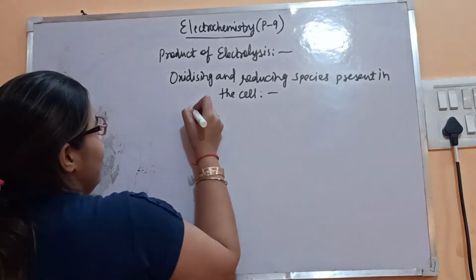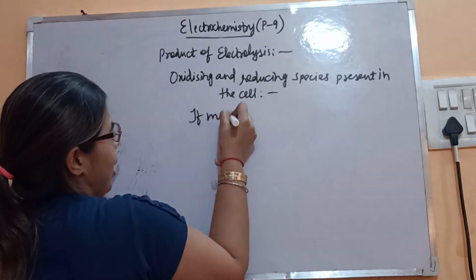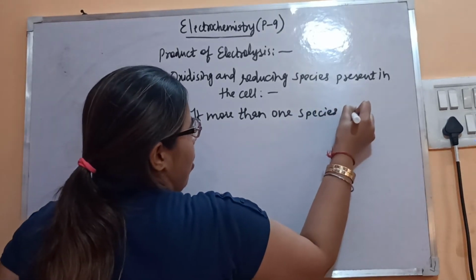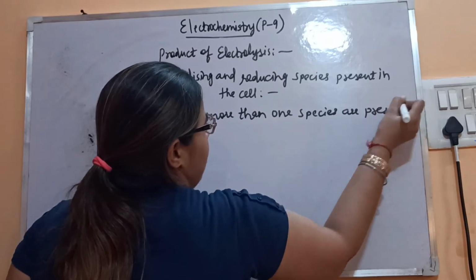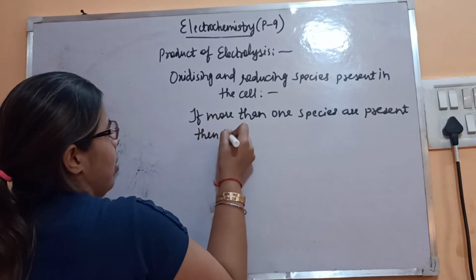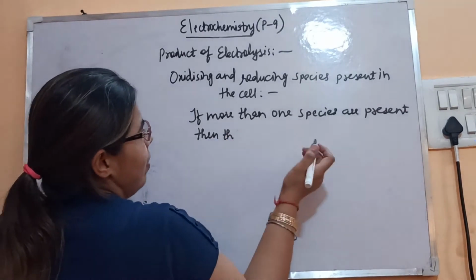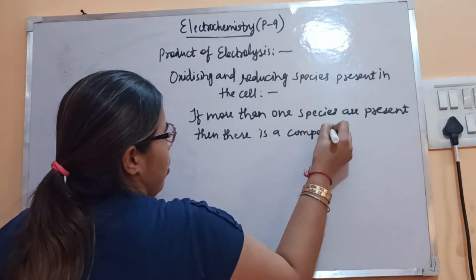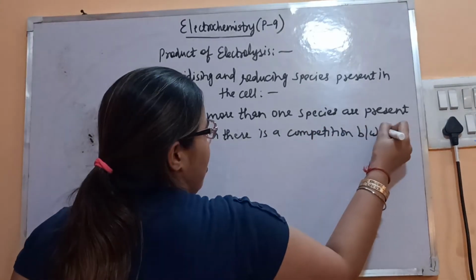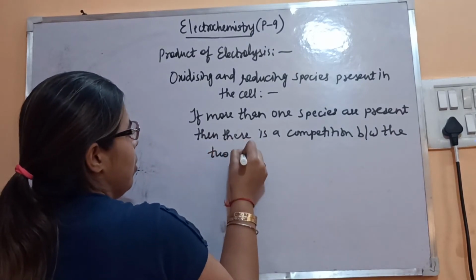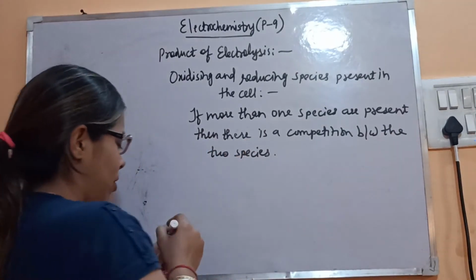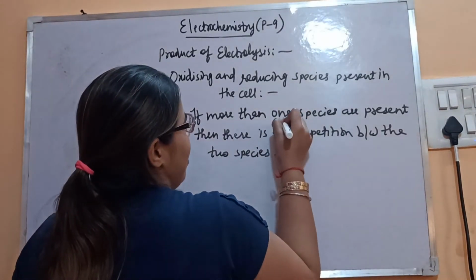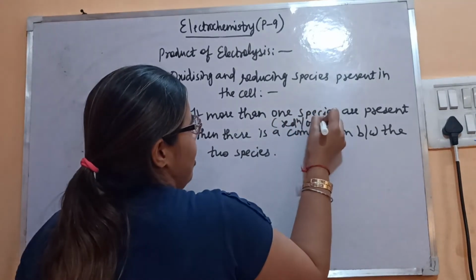Okay, so if more than one species are present, then there is a competition between the two species. Okay, more than one means more than one species is present for oxidation and more than one species is present for reduction. Here in bracket you can write down for reduction as well as oxidation. That's why there is a competition.